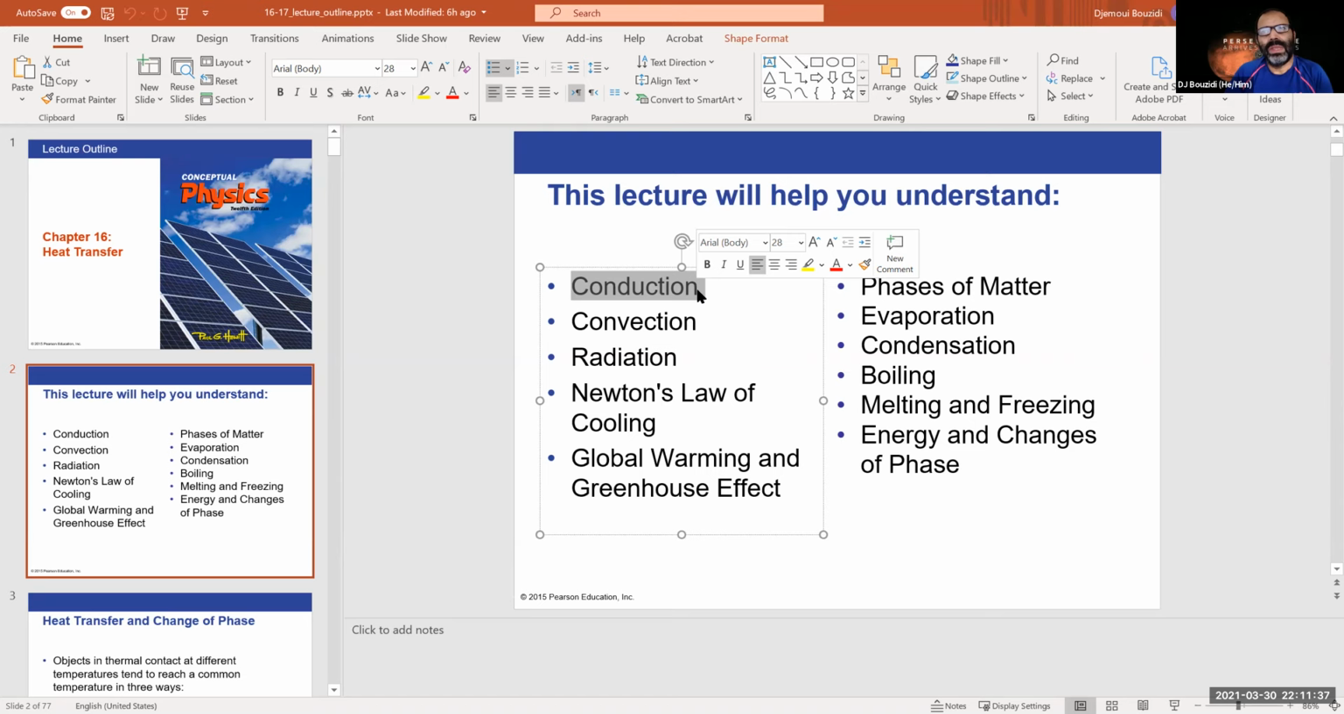Then we talk about Newton's law of cooling. You know about it every day. You take your coffee and you put it on the stove, or on the kitchen top, or on the table. If it was too hot, it's going to cool down after a while. If you have a lot of coffee, it's going to take more time to cool than if you have a small amount of it.